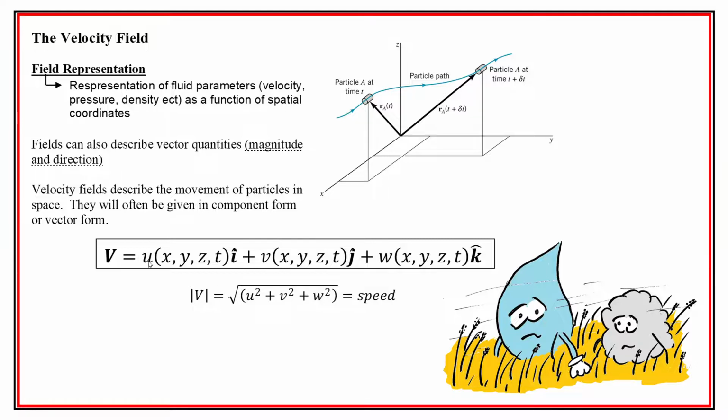So each of those components can vary depending on their position and the time, right? And remember that for any particular velocity magnitude at any particular position, that's going to be the square root of the sum of the components squared, which is the speed, right?